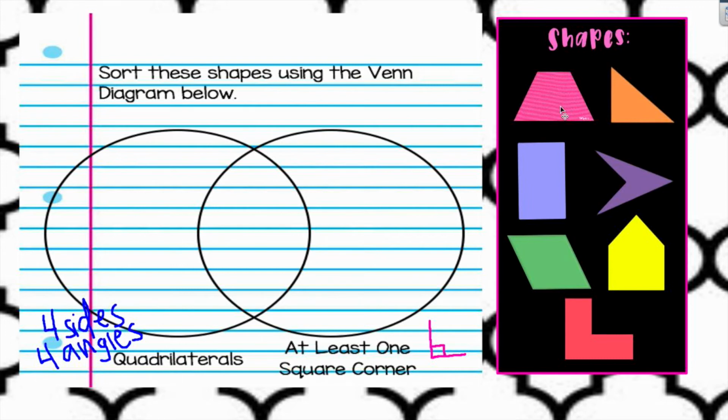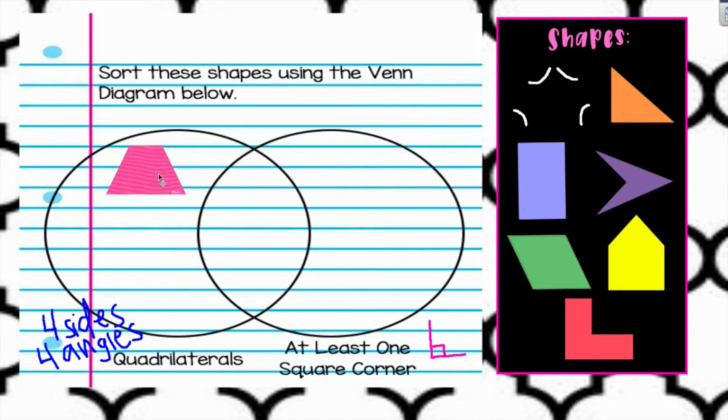Let's see if we can make a square corner in a trapezoid. When looking at my trapezoid, I'm unable to make a square corner in either of the angles. Because of this, I can't put the trapezoid in the center because it doesn't meet the needs of both circles. So I'm going to put my trapezoid over in the quadrilateral side of my Venn diagram.